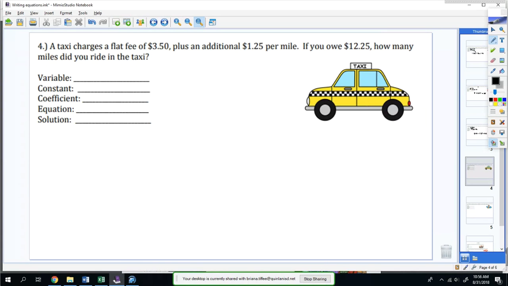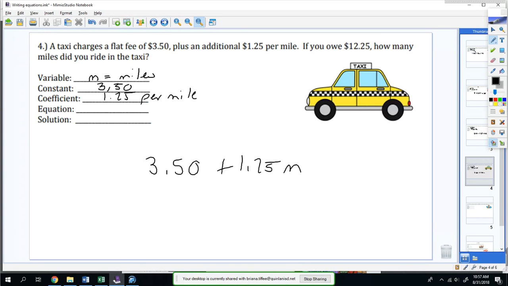All right, number 4. A taxi charges a flat fee of $3.50 plus an additional $1.25 per mile. If you owe $12.25, how many miles did you ride in the taxi? Okay, so we're going to use M for miles, because that's what you're trying to find. Your constant's 3.50. So it costs you $3.50 to basically sit in the taxi. Then it costs you $1.25 per mile. So your constant is 3.50, which stays the same, plus the $1.25 times M for the number of miles you go, equals a total of $12.25.